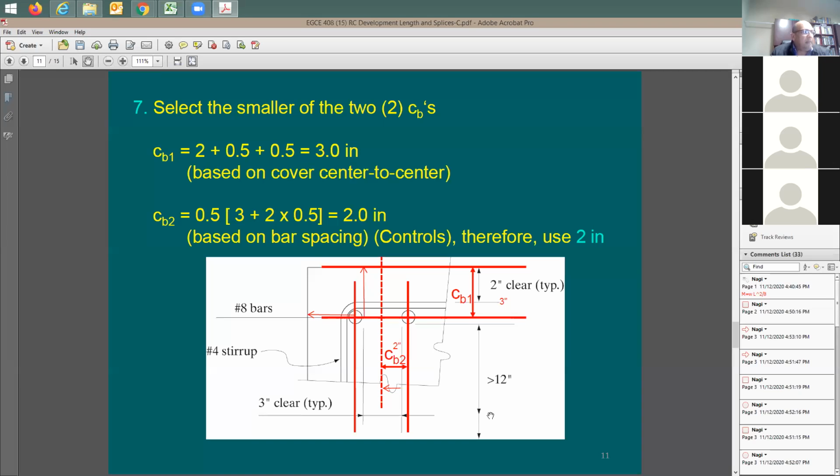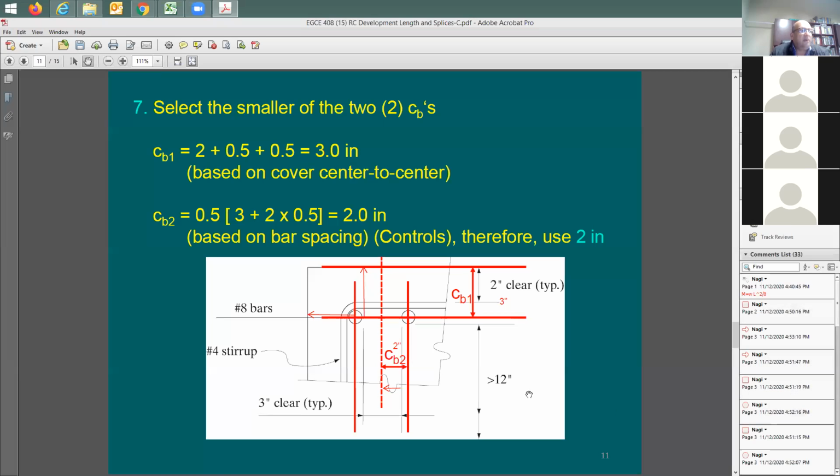So okay, how about CB2? It says here that the clear distance is going to be 3 inches from the face of the rebar to the face of the rebar. So, okay, good. Now, the distance from the center of the rebar to a point at the mid distance between the two rebars is going to be 1.5 inch, which is this little arrow, right? You're going to have 1.5 inch, which is half of the 3 inches, plus 1/2 inch. So we're going to have 2 inches for CB2. Now, which one to use? I'm going to be taking the smaller. And I guess you understand why the smaller, because the smaller is going to be controlling the length.